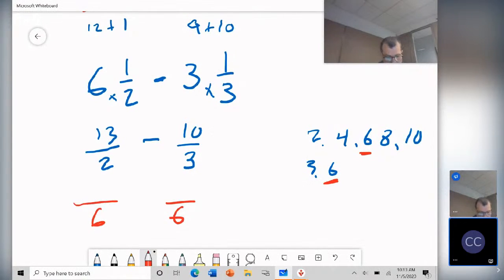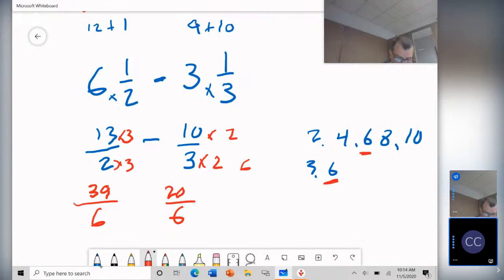Okay. And 2 times what equals 6? Well, that's going to be 3. And if we multiply the bottom times 3, we have to multiply the top times 3. So that now is going to be 13 times 3, which is 39. And 3 times 2 is 6. And if we multiply the bottom times 2, we have to multiply top times 2. And that one's going to be 20. So now you have 39 minus 20, and we're going to have 19 over 6.